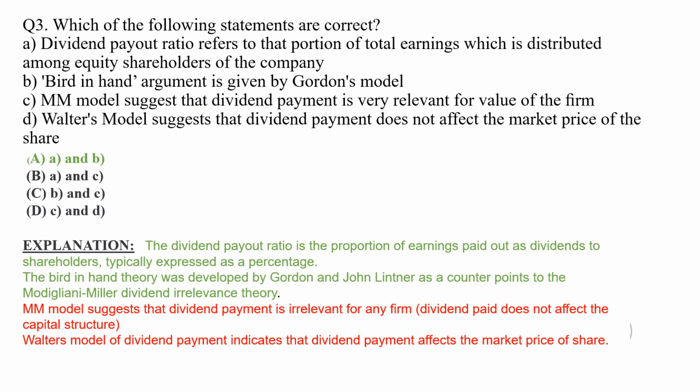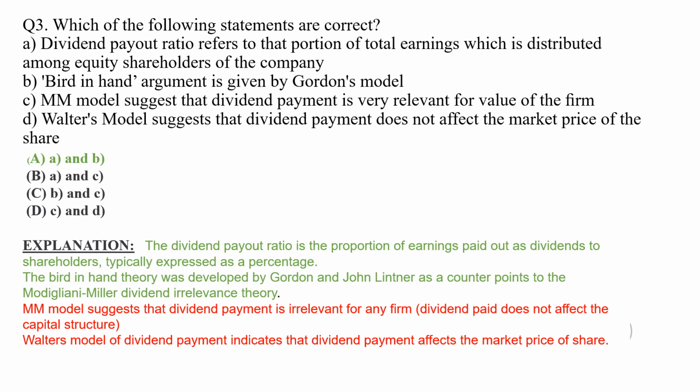Next one is, which of the following statements are correct? A, dividend payout ratio refers to that portion of total earnings which is distributed among equity shareholders of the company. B, bird in hand argument is given by Gordon's model. C, Modigliani-Miller model suggests that dividend payment is very relevant for the value of the firm. D, Walter's model suggests that dividend payment does not affect the market price of the firm. So the options are A and B, A and C, B and C, and C and D. So the correct option is A and B.